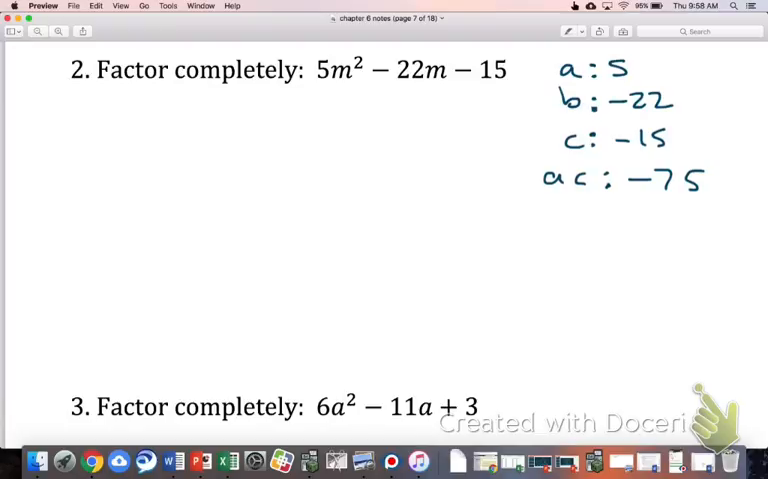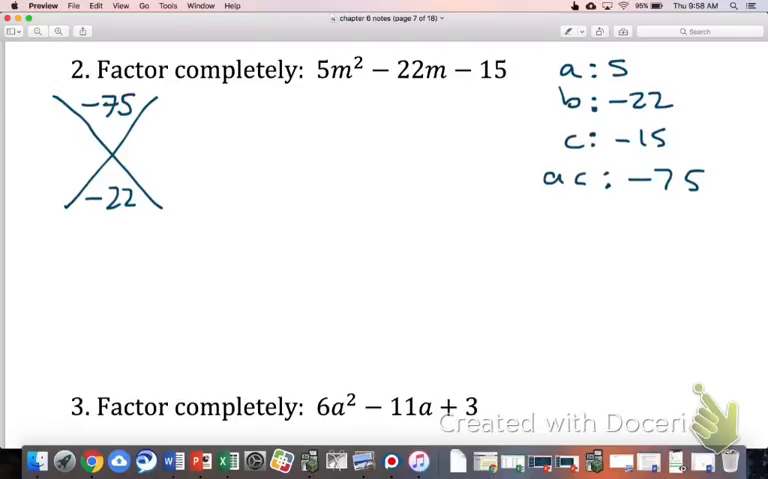Here's what we do. We're going to go back to our magic x, and this is going to feel a lot like what we did yesterday. So with our x, this time I am going to put the ac in the top. And technically we were doing that yesterday. Since a was always 1, we were putting ac in the top as well. So negative 75 goes in the top. And b goes in the bottom of the x. So I've got a negative 75 in the top, and I've got a negative 22 in the bottom of the x.